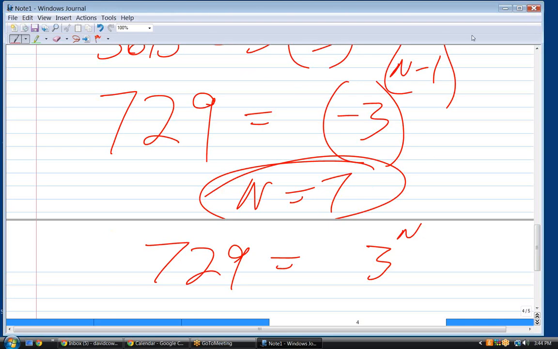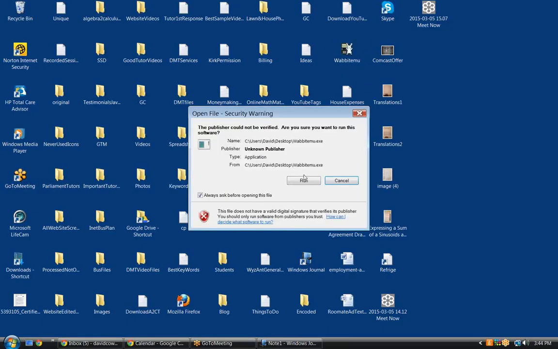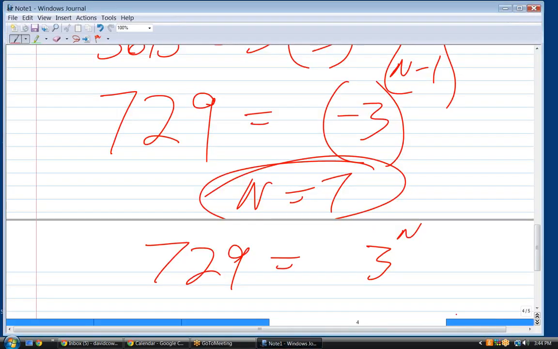Watch. I'll bring my calculator up. Oh, yeah, no, you're right. I didn't put the parentheses. Okay, the parentheses are key there. So n, in other words, this exponent has to be 6, which means n has to be 7.